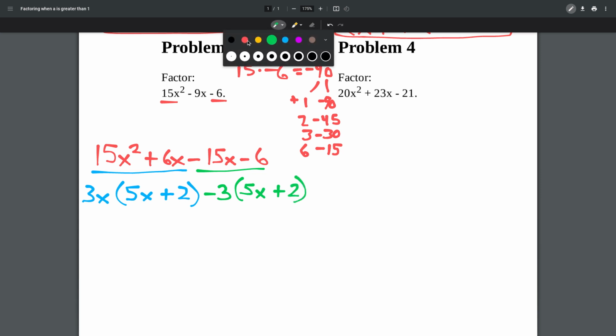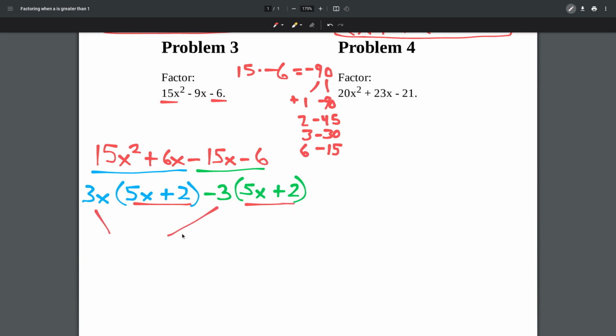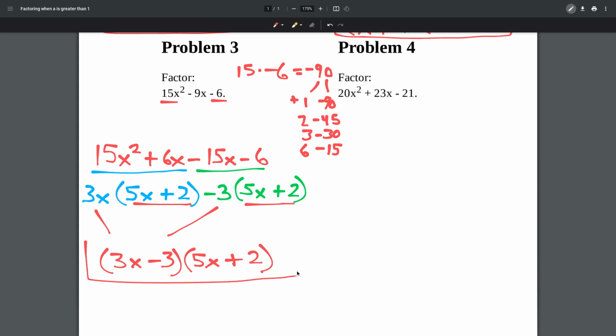Okay, so now we have this binomial and this binomial are the same. That's good. We need that to happen. We're going to move these backwards from double distribution to get 3x minus 3 times 5x plus 2, and that's going to be our quadratic in factored form. Okay, this last one, we have 20x squared plus 23x minus 21.